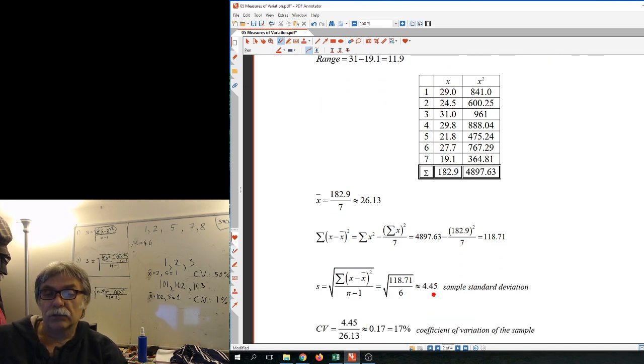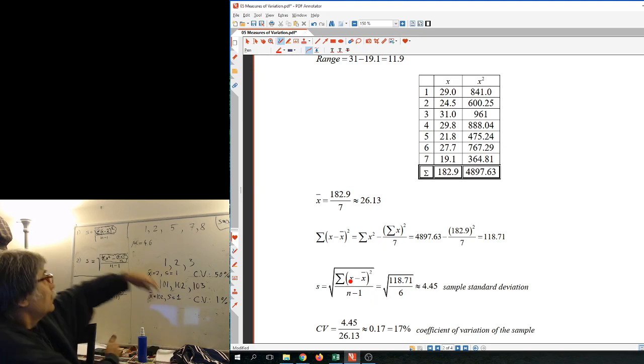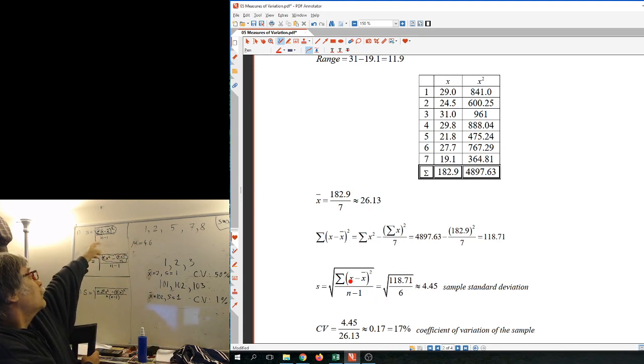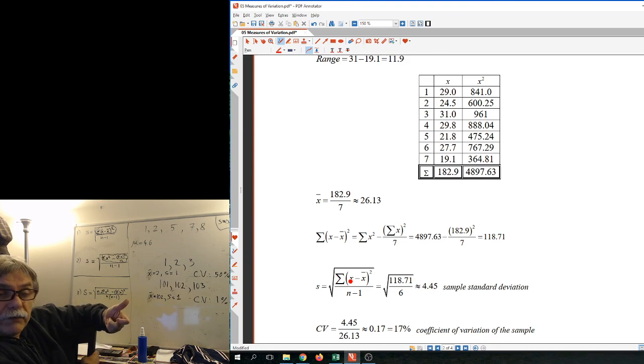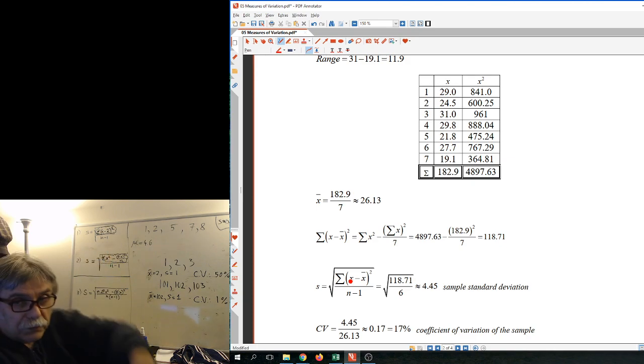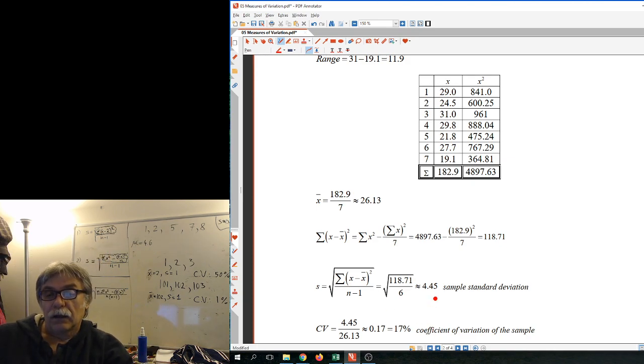Now I need to divide this numerator with n minus 1. I have 7 companies, so that will be 7 minus 1, 6. And then that's a variance, and then I need to take a radical to get standard deviation. So I did that, 118.71 divided with 6, and I take the radical, and I got 4.45. That's a sample standard deviation.